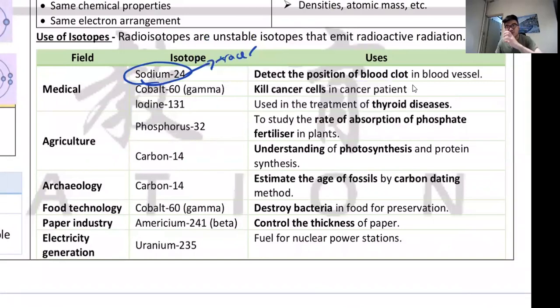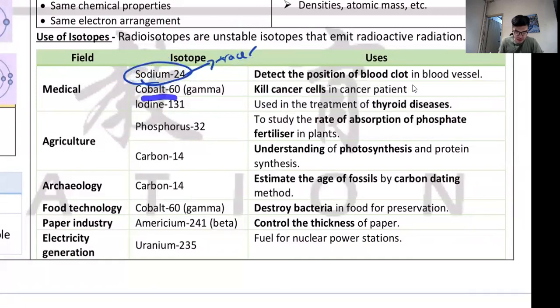If you drink sodium 24, your blood is going to be radioactive. When you go into an MRI machine, your blood vessel is going to glow. Okay, it's going to highlight the blood vessel. So if there's one part of the blood vessel that is very bright, you know there's a clot there. So if it happens in the heart, there's a heart attack. If it happens in the brain, there's a stroke. So this is how they detect. They use sodium 24. Okay, it functions like a tracer.